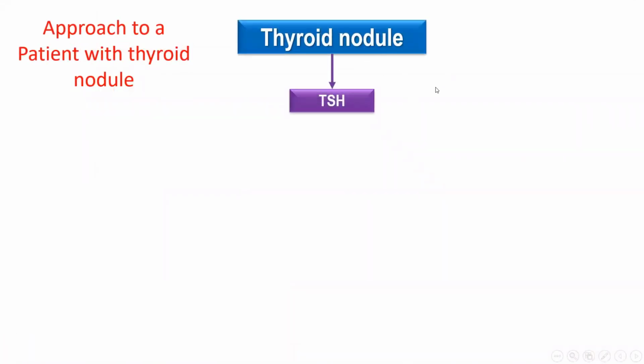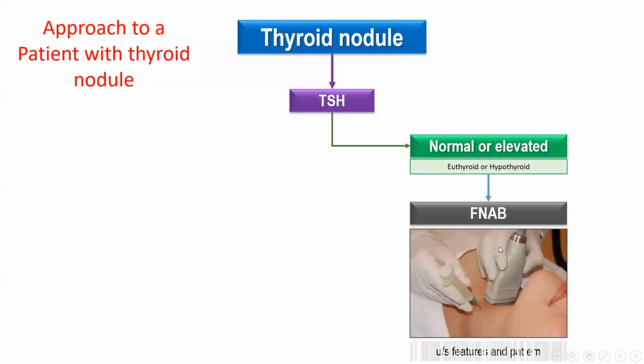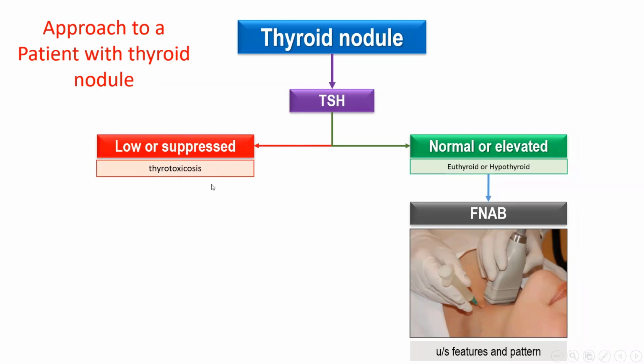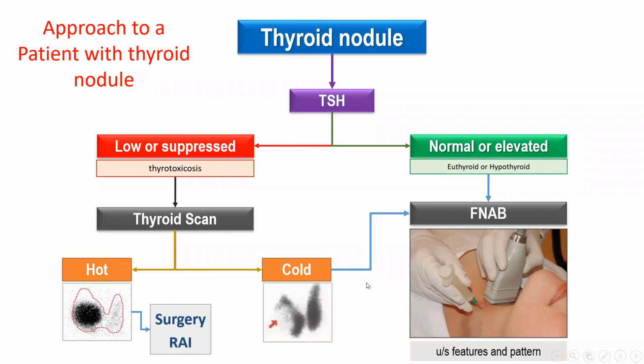So actually, in a patient presenting with a thyroid nodule, the first step is doing TSH. If TSH is normal or elevated, I should go to fine needle aspiration biopsy according to the ultrasonographic features and pattern. But if TSH is low or suppressed, I will go to the thyroid scan. If it is a hot nodule, I will go to radioactive iodine after rendering the patient euthyroid. And if it is a cold nodule, I will go to fine needle aspiration cytology according to the risk stratification or risk pattern.